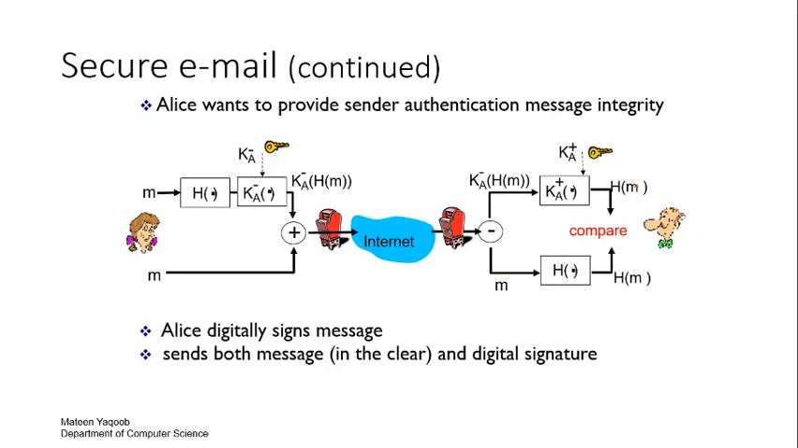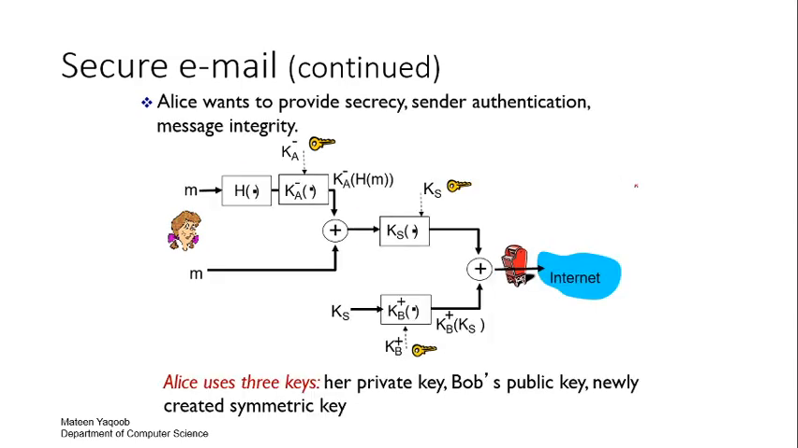Now let's see. Alice wants to provide sender authentication and message integrity as well. So Alice will further secure that using the digital signature concept. Now Alice will digitally sign the message as well, and send both the message in clear and the digital signature. So what Bob will do, Bob will compare that message and the hash to the content, and get the secured authentication as well.